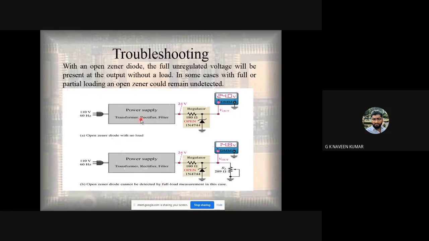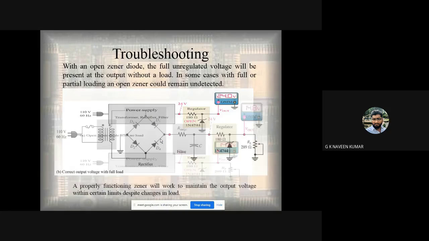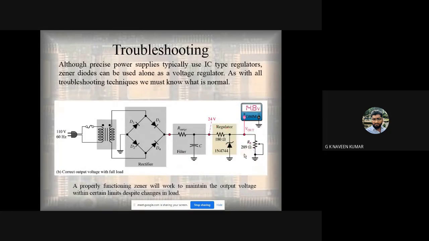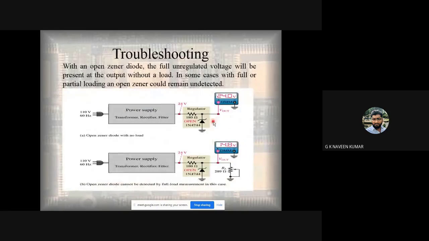Similarly for that type of application, if I want 24 volts, I don't need an extra device, and I will use the regulator here. The same thing is referred to here, but there is no load. In the previous case, if you observe, there is a load of 289 ohms, and here there are no load changes. Here you will get a voltage of 24 volts because this Zener diode will maintain a voltage of 24 volts.